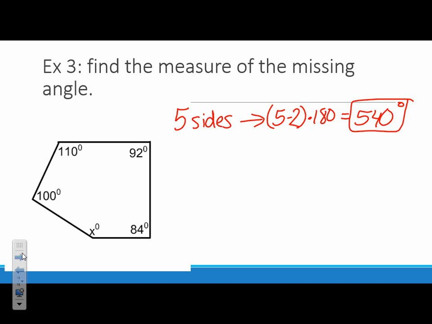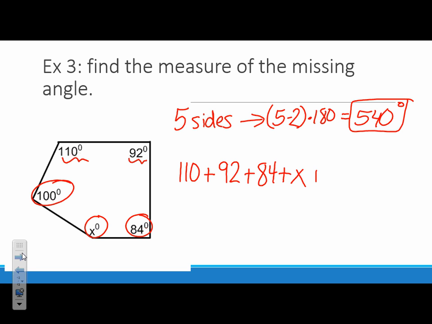Well, let's take a look at what I have here. So I have 110, 92, 84, x, 100. That means all of these have to add together to make 540. So I could say 110 plus 92 plus 84 plus x plus 100 has to add up to make 540 total degrees. Now if I combine like terms on that side, 110 plus 92 plus 84 and then plus 100, that'd be 386 plus x equals 540.